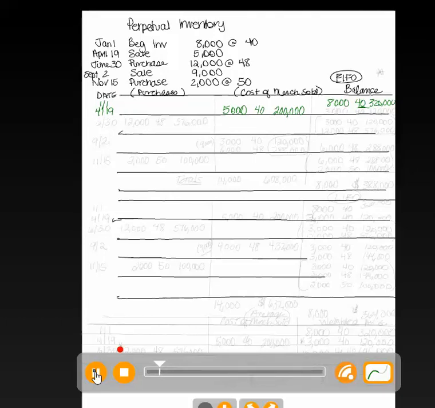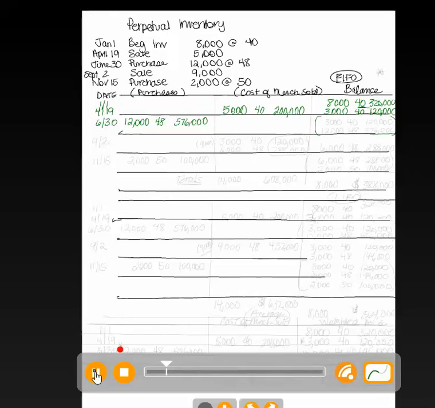If you had 8,000 and you sell 5,000, then you have 3,000 left. And you have 3,000 $40 items left for an inventory balance at the end of the day, April 19th, of $120,000. Now our next thing happens on June 30th, and we're going to purchase new inventory. We're going to purchase 12,048 units that cost us a total of $576,000.